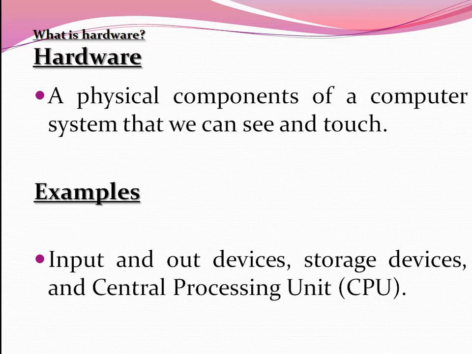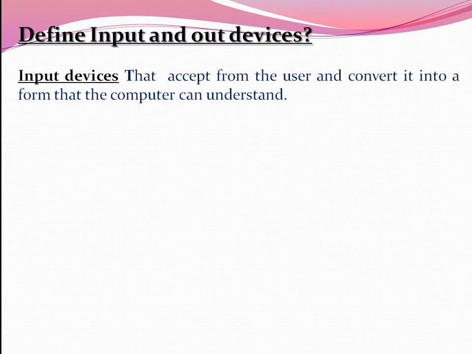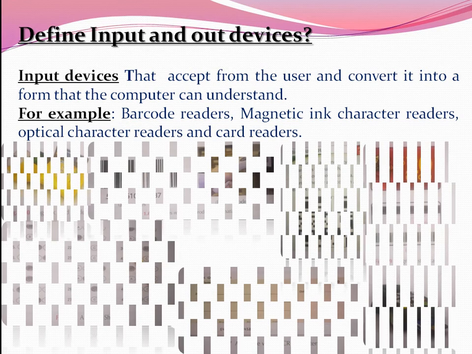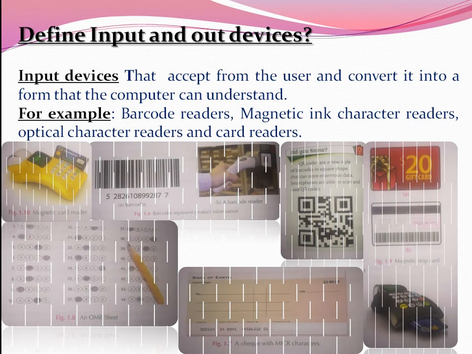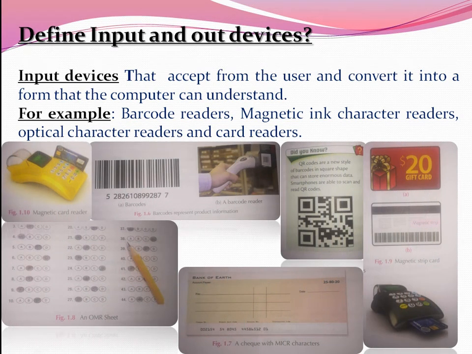Okay, for example, input and output devices, storage, and the CPU, central processing unit, are examples of hardware. What are input and output devices? Input devices accept data from the users and convert it into a form that the computer can understand. These are examples of input devices.